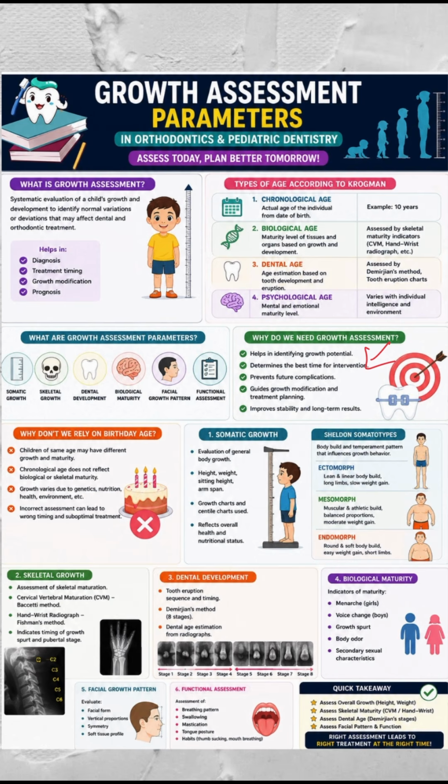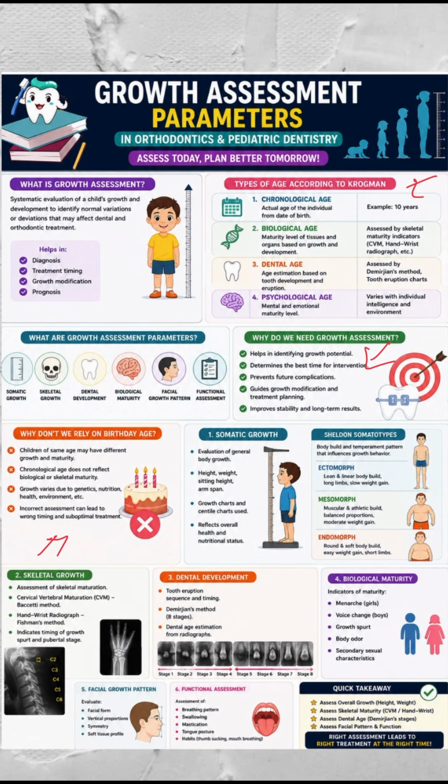But growth isn't measured by age alone. Why don't we rely on the birthday age? Because chronological age, or the birthday age, doesn't always match biological maturity. Two children born on the same day may have completely different skeletal and dental development due to genetics, nutrition, hormones, and environment. So we assess multiple growth parameters, and that's why Krogman gave four types of age.